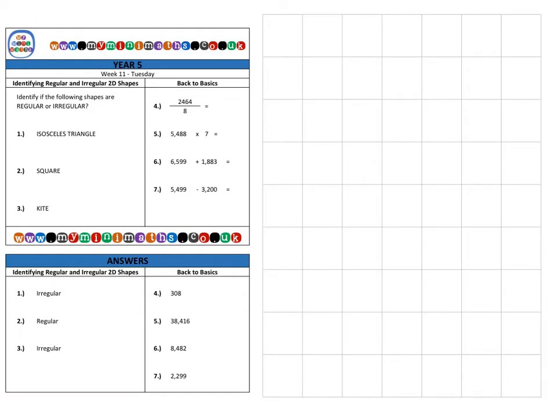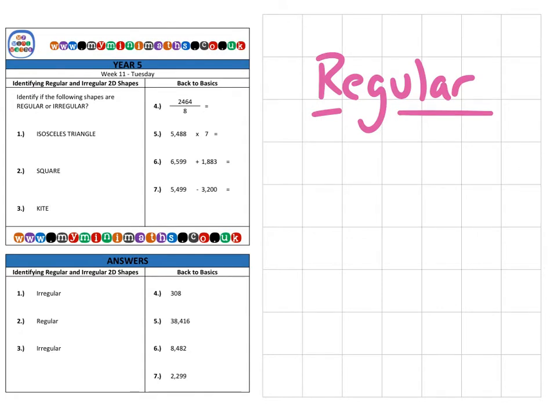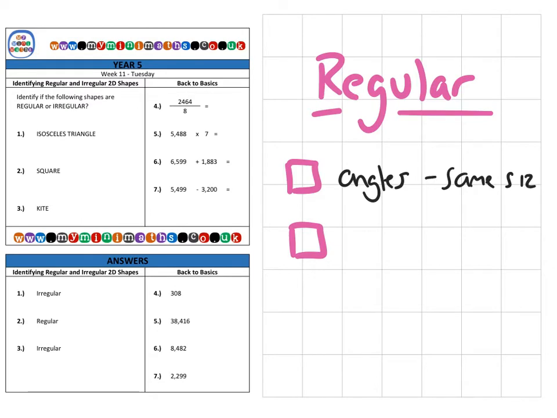So I always say to children in the class, imagine we're having a party and only regular shapes are allowed into the party, and there's two things on the checklist that we need to make sure that they have. So first of all, let's make this a bit smaller. So the first thing, all of the angles need to be the same size, and all the sides need to be the same length.